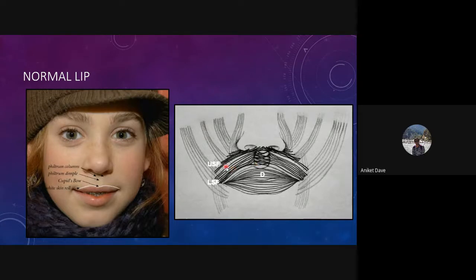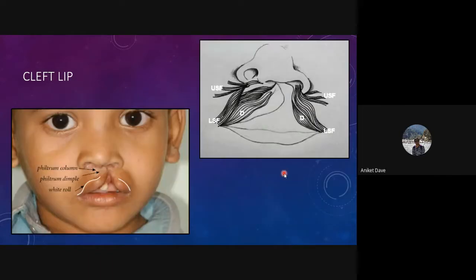So if you have a look at the muscle, it's a continuous structure, there's no break in it. The muscle fibers from either side intermingle with each other across the philtrum and insert into the contralateral philtral column. So this is important for the functioning of the lip, the movements of the lip, for there to be symmetrical movements. And this is what is abnormal in a cleft lip.